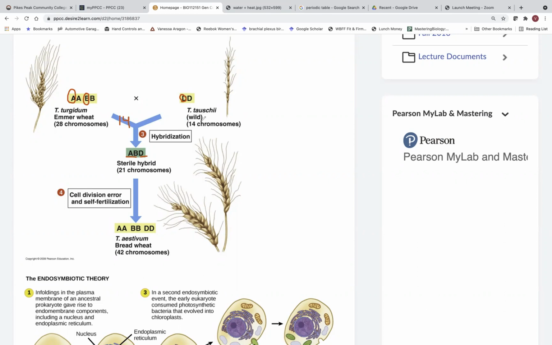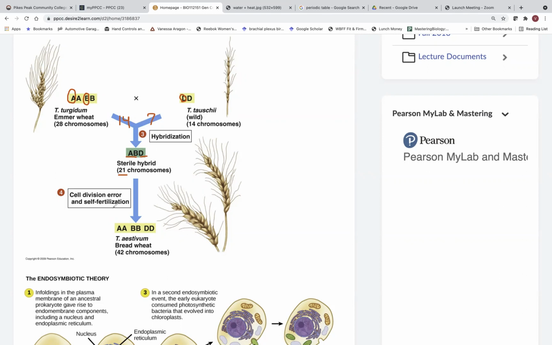Of 14 chromosomes, 7 were given in a gamete, because that's what you know about meiosis, right? So this new hybrid has 14 of mom's chromosomes and 7 of dad's chromosomes. So it has 21 chromosomes, but this hybrid is sterile. So this hybrid being sterile, it's still able to self-fertilize, okay?